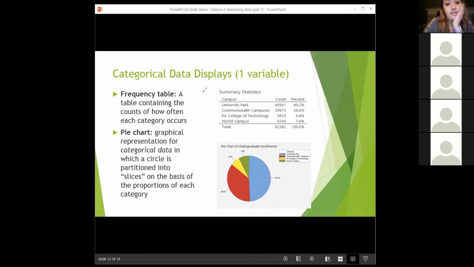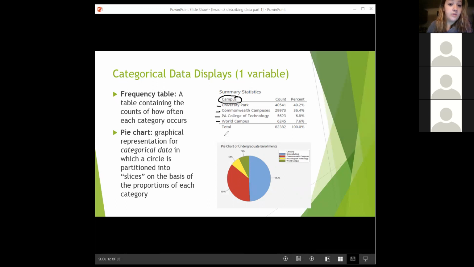So remember, categorical data has to do with groups. They don't really have numerical values attached to them. We're going to first talk about one variable. First we have a frequency table. In this case, you'll have each category of your categorical variable. Your categorical variable is campus, and these are each different group within that. As you can see, these don't have values attached to them, world campus, Commonwealth campuses, whatever. They're just different groups. And then all it is showing is the frequency of them.